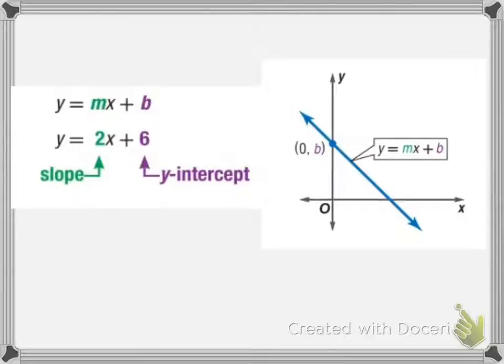So here's the formula that you need: y equals mx plus b. That is the formula that we are going to use throughout this entire unit. Okay? So what I did is I gave you an example right underneath it in slope-intercept form. So notice that in green, the 2 is your slope, and then the 6 is the y-intercept.